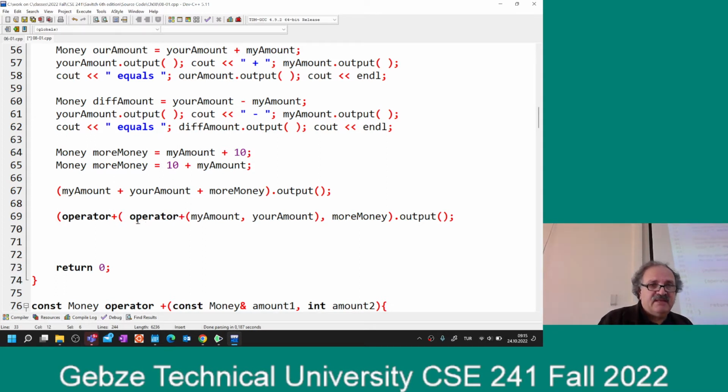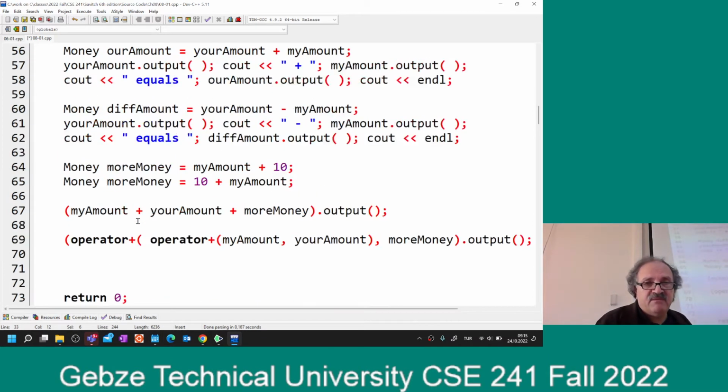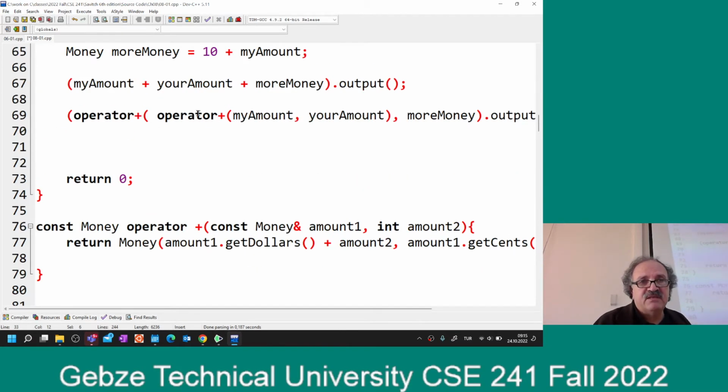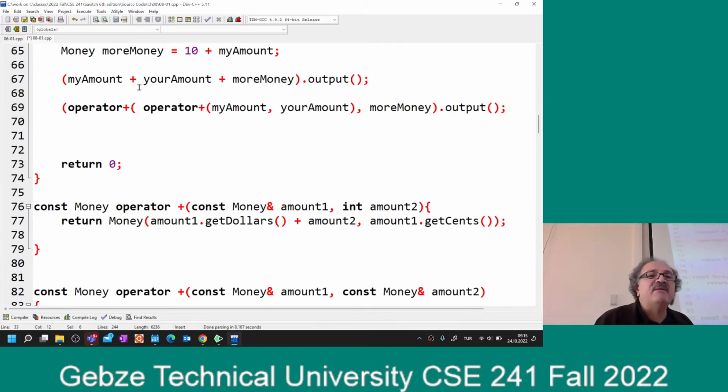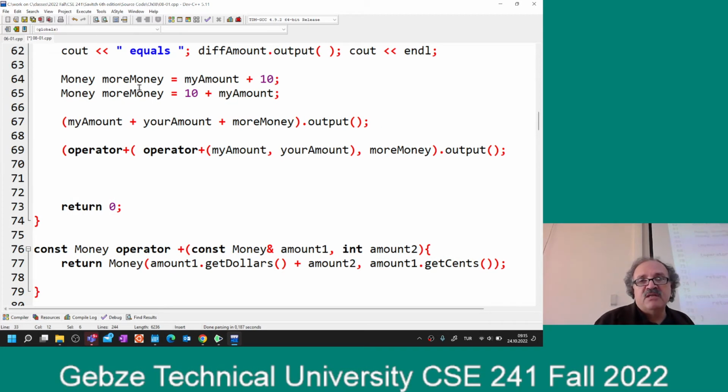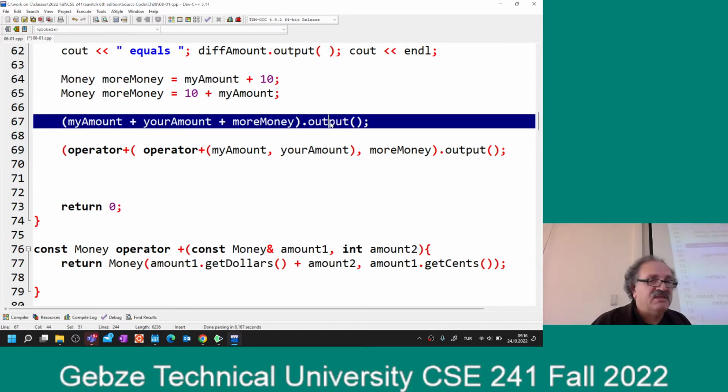See, the development environment makes this one even bold. It's like a keyword, like return. Operator plus my amount and your amount, and you add more money to it, and you return the output. So lines 67 and 69 are exactly the same. They produce exactly the same assembly code. Their efficiency is exactly the same. For the compiler, there are two things that are equal to each other. But this one is more readable for us, for human beings. This is more readable, and this is less readable.